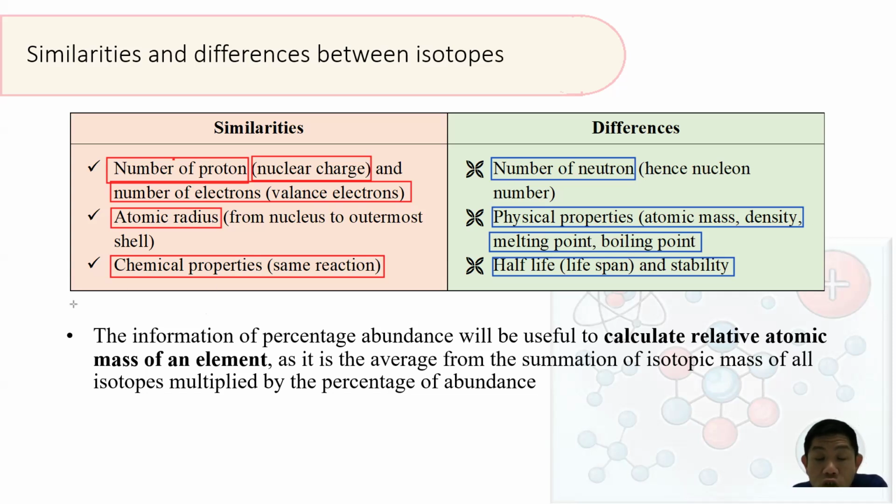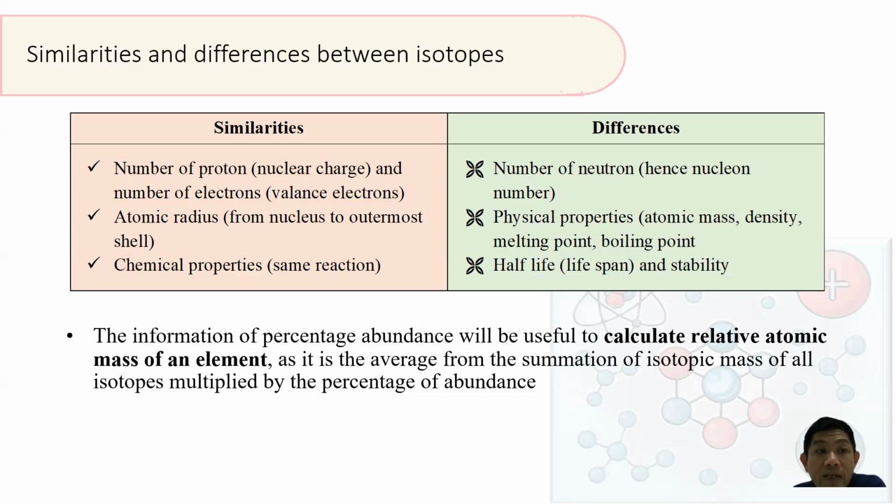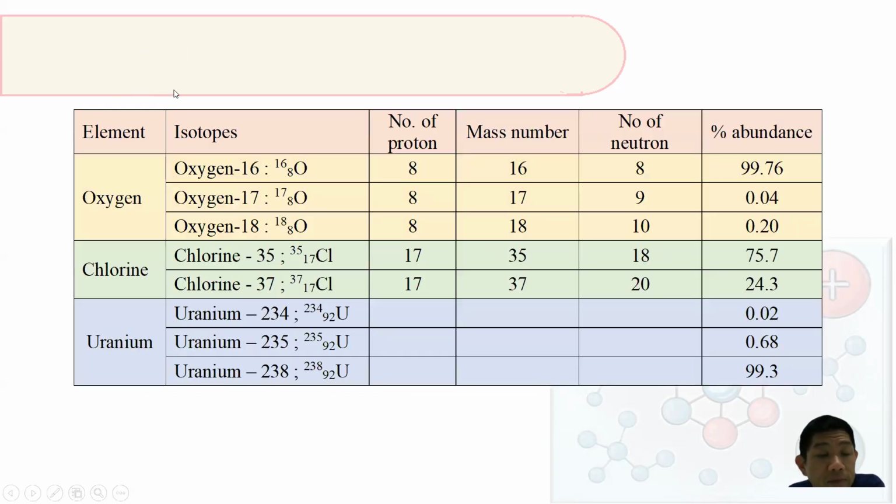And before we end this section of the video, allow me to show you some more examples of isotopes. For example, oxygen can exist as three isotopes: oxygen 16, 17, and 18. You can see from here, you have the proton number 8, mass numbers of 16, 17, and 18 respectively, and numbers of neutrons of 8, 9, 10. They also have different percentages of abundance. Oxygen 16 has a percentage of abundance of 99.76, oxygen 17 has 0.04, and oxygen 18 has 0.20. This information is important for us to calculate the relative atomic mass of the elements involved later.